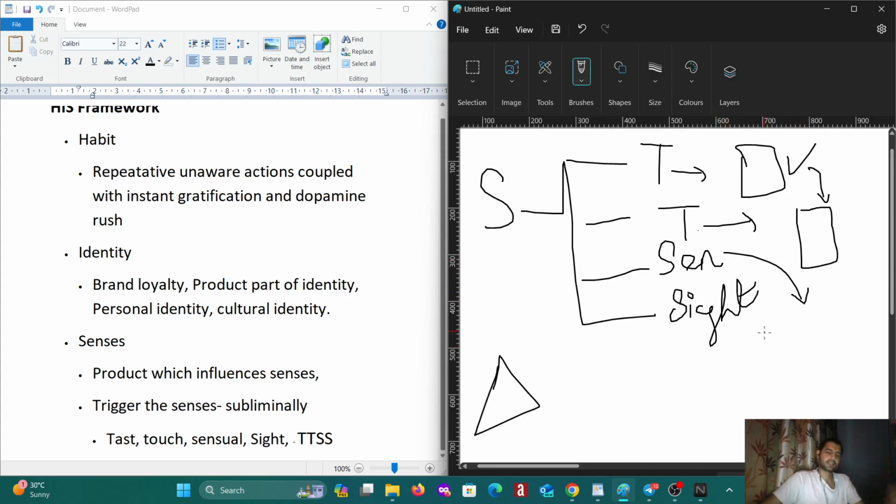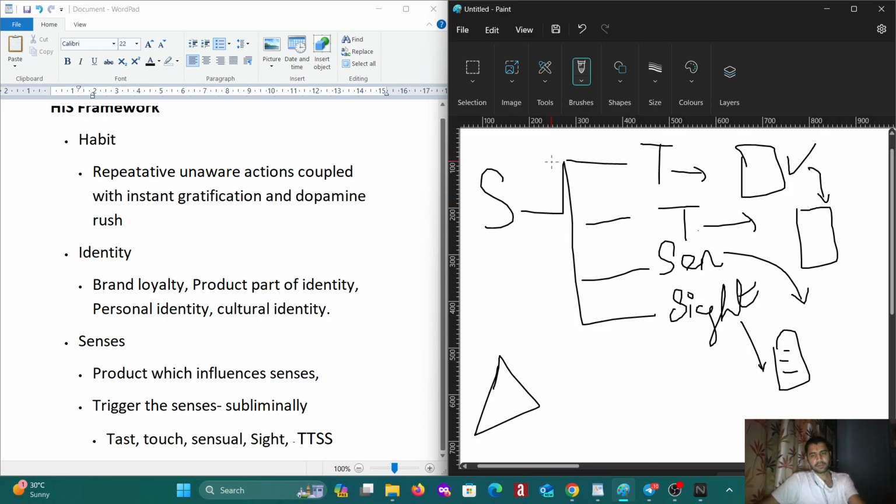When it comes to sensuality, if you have seen various deodorant ads or soap ads, they're actually sensuous in nature. In fact, the Maaza ad, in which, if I'm not mistaken, there was Katrina Kaif, was more of a sensual ad rather than a beverage ad. It's a fruit drink ad. Sight is simply how things are presented. So this is the basic framework of things in our mind.